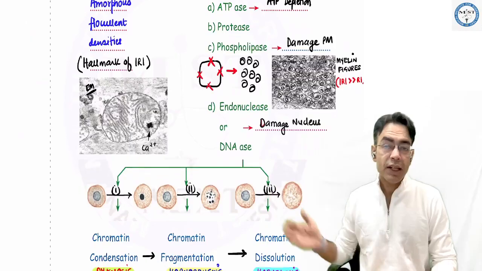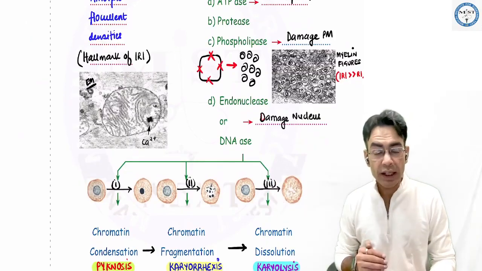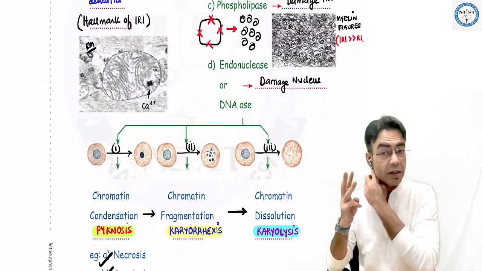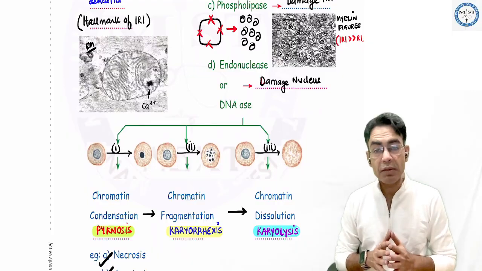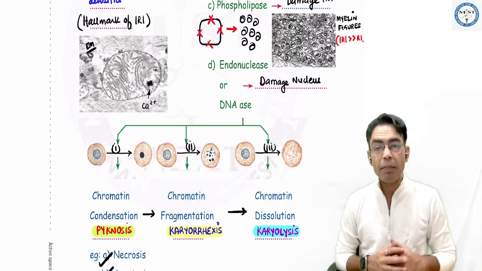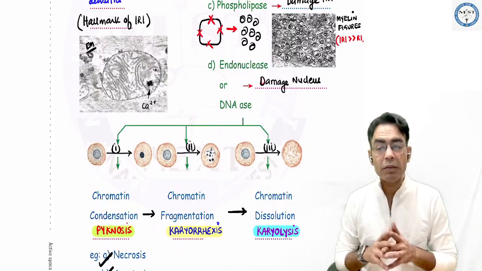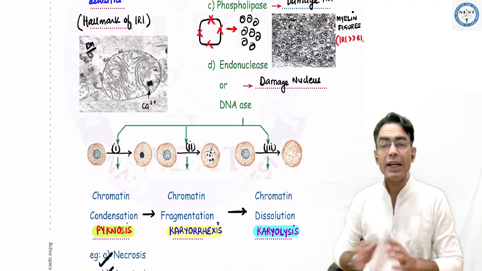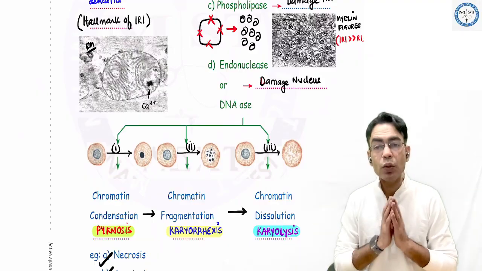The endonuclease, DNAase, can go and cause damage to the DNA. There are three ways by which the DNA can be damaged. One, it can condense: pycnosis. Two, it can break down into multiple pieces: karyorrhexis. Three, it can be lysed completely: karyolysis.